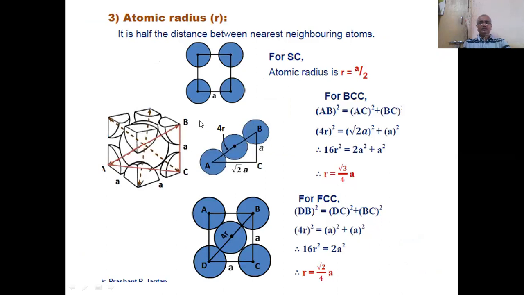We have also seen the atomic radius. It is half of the distance between the nearest neighbors. The calculation for simple cubic and FCC is very simple because they are straightforward. But in the case of BCC, you consider this body diagonal AB. This is the base diagonal, this is also a base diagonal, and this is the body diagonal AB.